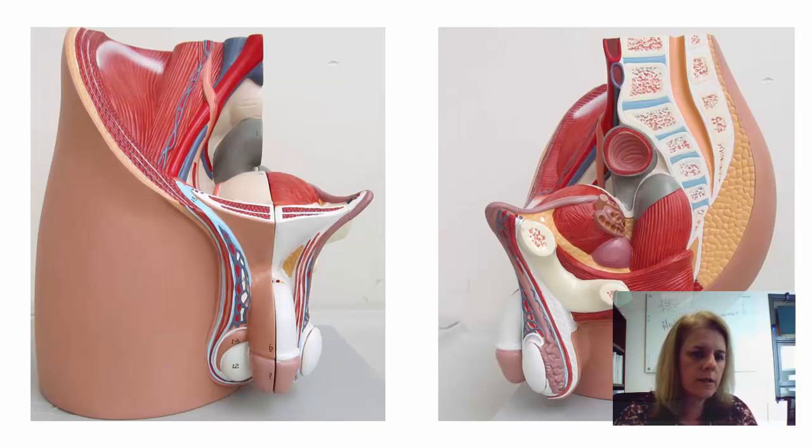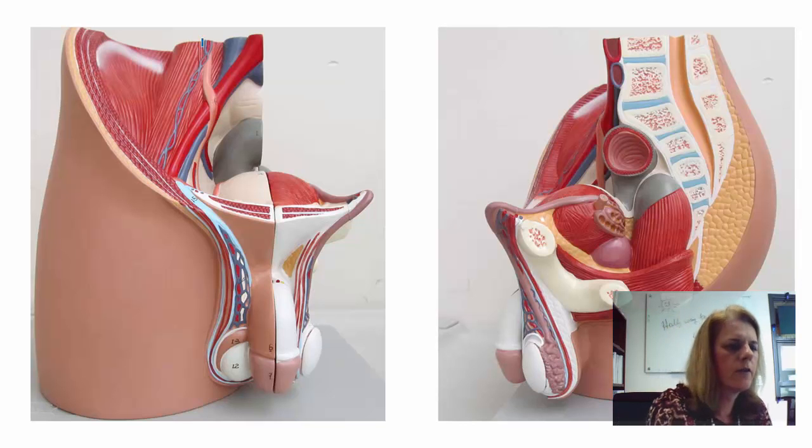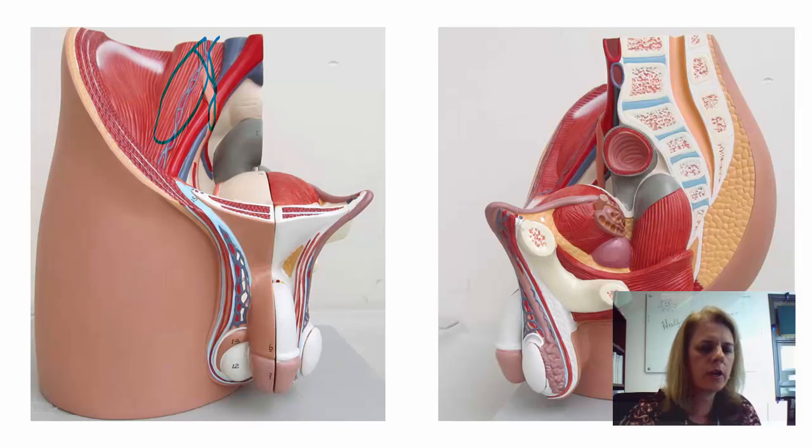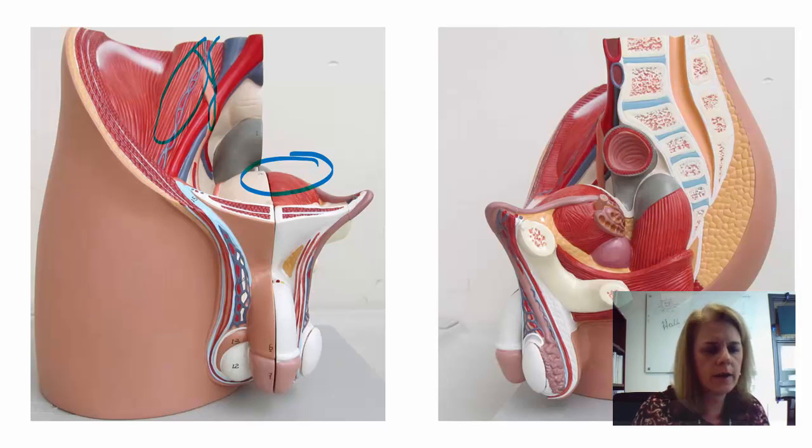All right, so looking at the models. Okay, so let's find all these things. Okay, so this is the male. Here we have our gonadal artery and vein coming down. We have our ureter. Remember, ureter comes from the bladder. Here's our bladder here. Okay.